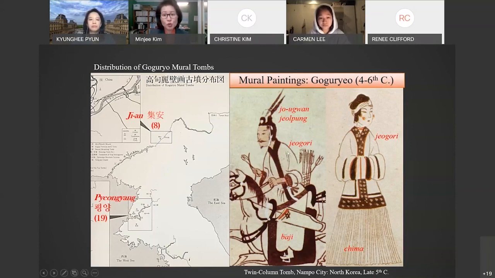I want you to keep in mind some key terms that refer to the upper garment, pants and skirt. The upper garment was called jogori, pants are called baji, a skirt is called chima, and the headdress is usually called jeolpung, like this. In case a feather is decorated on each side, it was called 조우관. So I want you to keep in mind those terms.